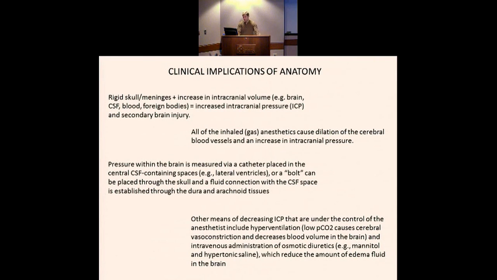Things we can do: we can hyperventilate them, get them to breathe a bunch. That lowers your PCO2, which causes cerebral vasoconstriction, which decreases the blood volume. Or you can give them medicines like osmotic diuretics, mannitol being the big one, or hypertonic saline. That reduces the amount of edema fluid in the brain. So that's a little bit of pharmacology thrown in there as well.